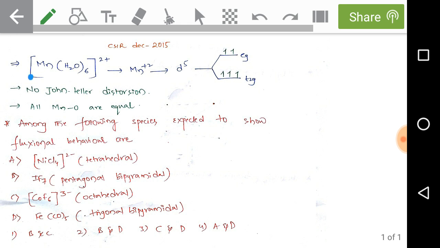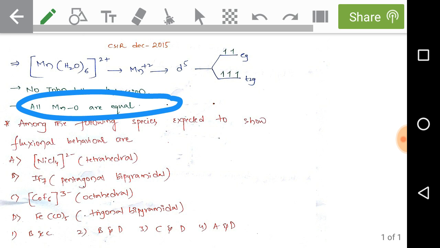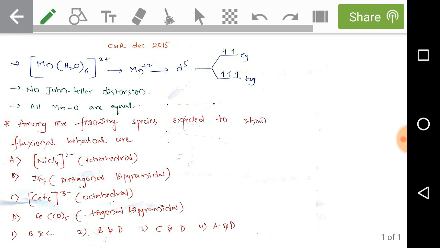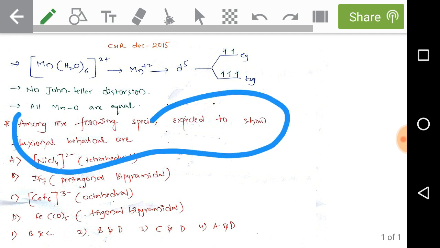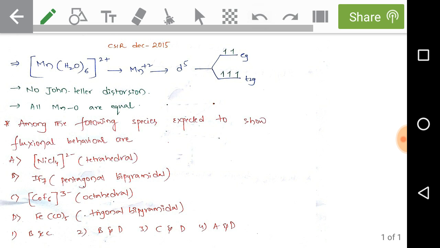That means for the given manganese complex there is no Jahn-Teller distortion, hence all the manganese oxygen bonds in the given manganese complex must be equal. That means they must have the same bond length between manganese and oxygen. So that is our option as the answer. Next question, among the following species, which is expected to show fluxional behavior?